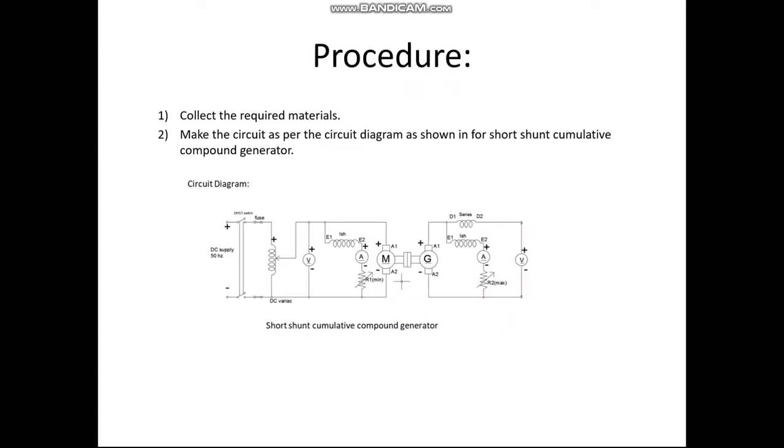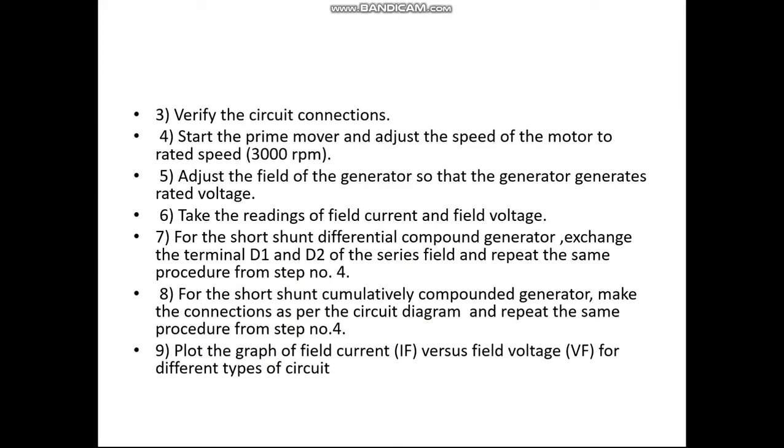Procedure. Number 1. Collect the required materials. Number 2. Make the circuit as per the circuit diagram as shown for the short shunt cumulative compound generator. Number 3. Verify the circuit connections. Number 4. Start the prime mover and adjust the speed of the motor to the rated speed, that is 3000 rpm. Number 5. Adjust the field of the generator so that the generator generates the rated voltage. Number 6. Take the readings of the field current and field voltage. Number 7. For a short shunt differential compound generator, exchange the terminals D1 and D2 of the series field and repeat the same procedure from step number 4.